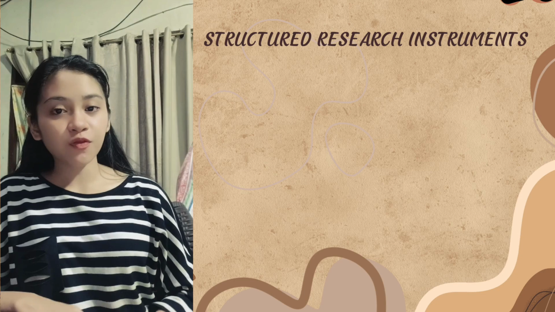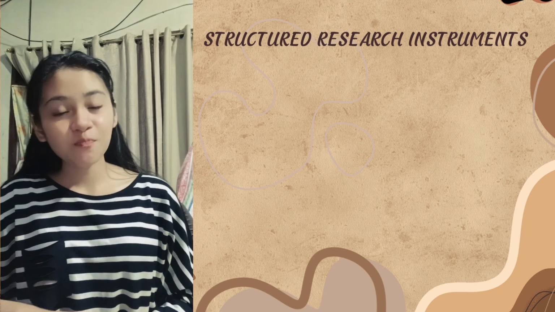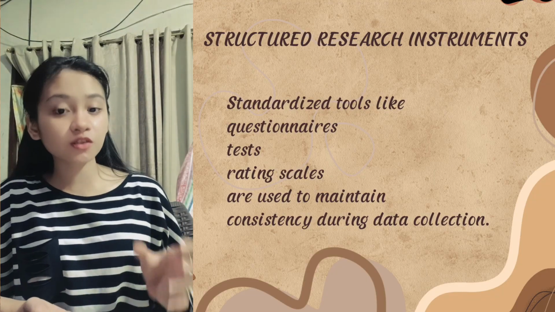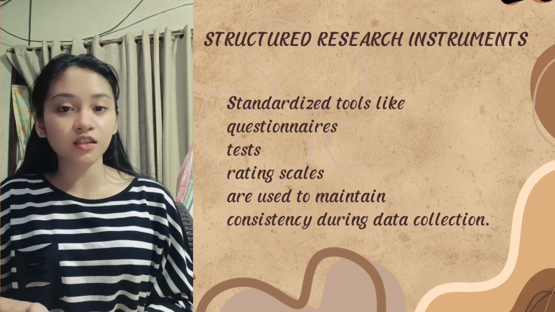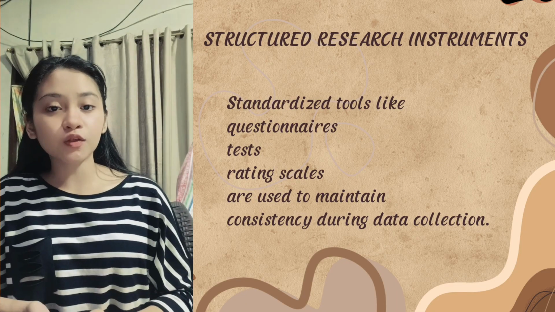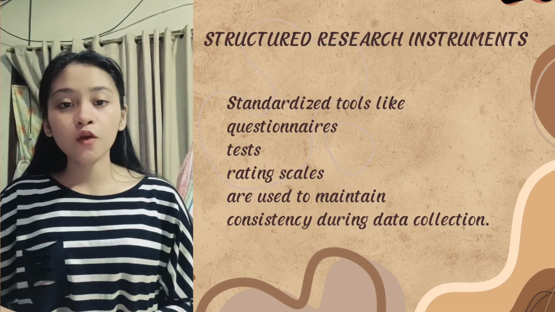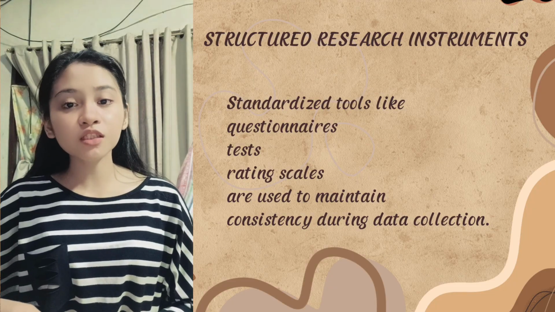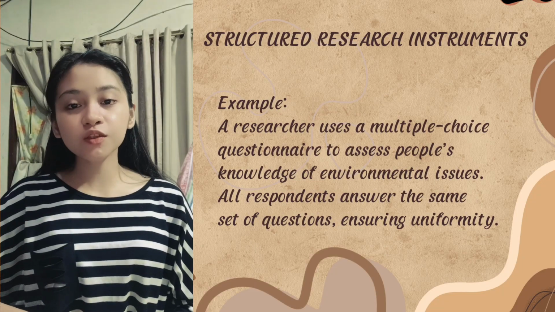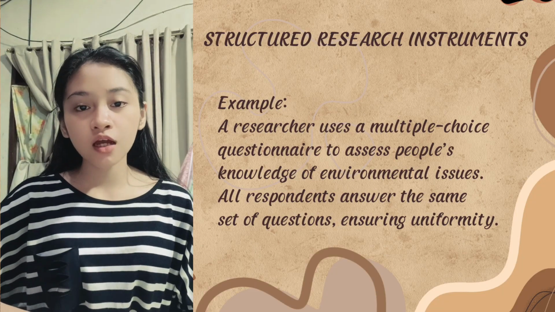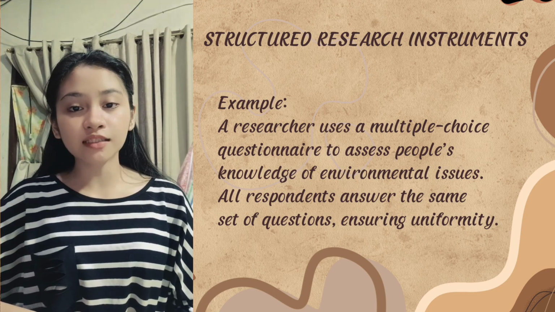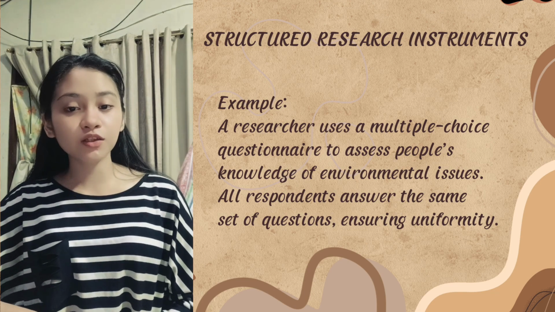Now let's discuss structured research instruments, the tools used in data collection. So, structured research instruments are the tools used in data collection. They are pre-planned and standardized. These can include structured surveys, questionnaires, rating scales, or tests. This ensures consistency and allows data to be compared easily. Example, a researcher uses a multiple choice questionnaire to assess people's knowledge of environmental issues. All respondents answer the same set of questions, ensuring uniformity.